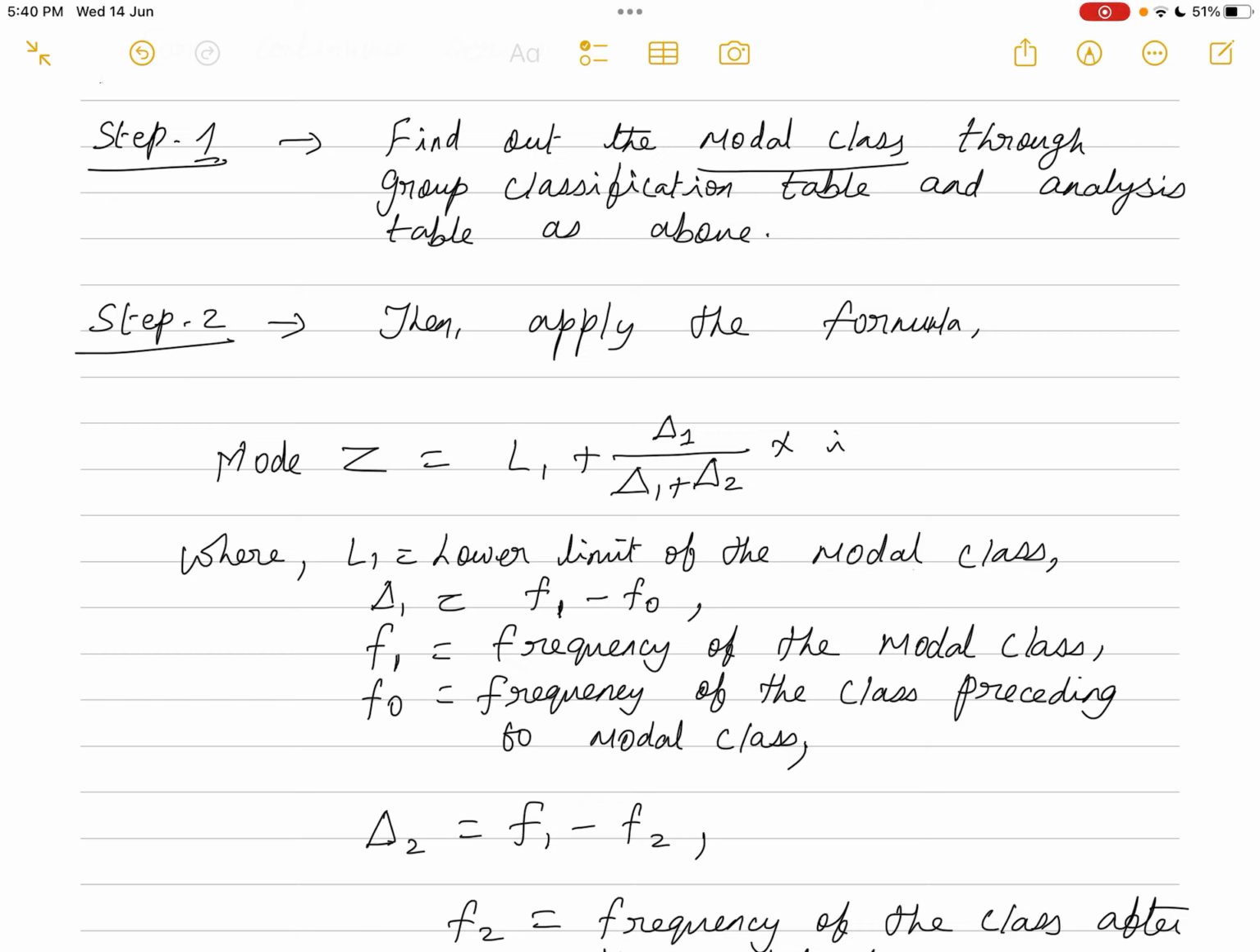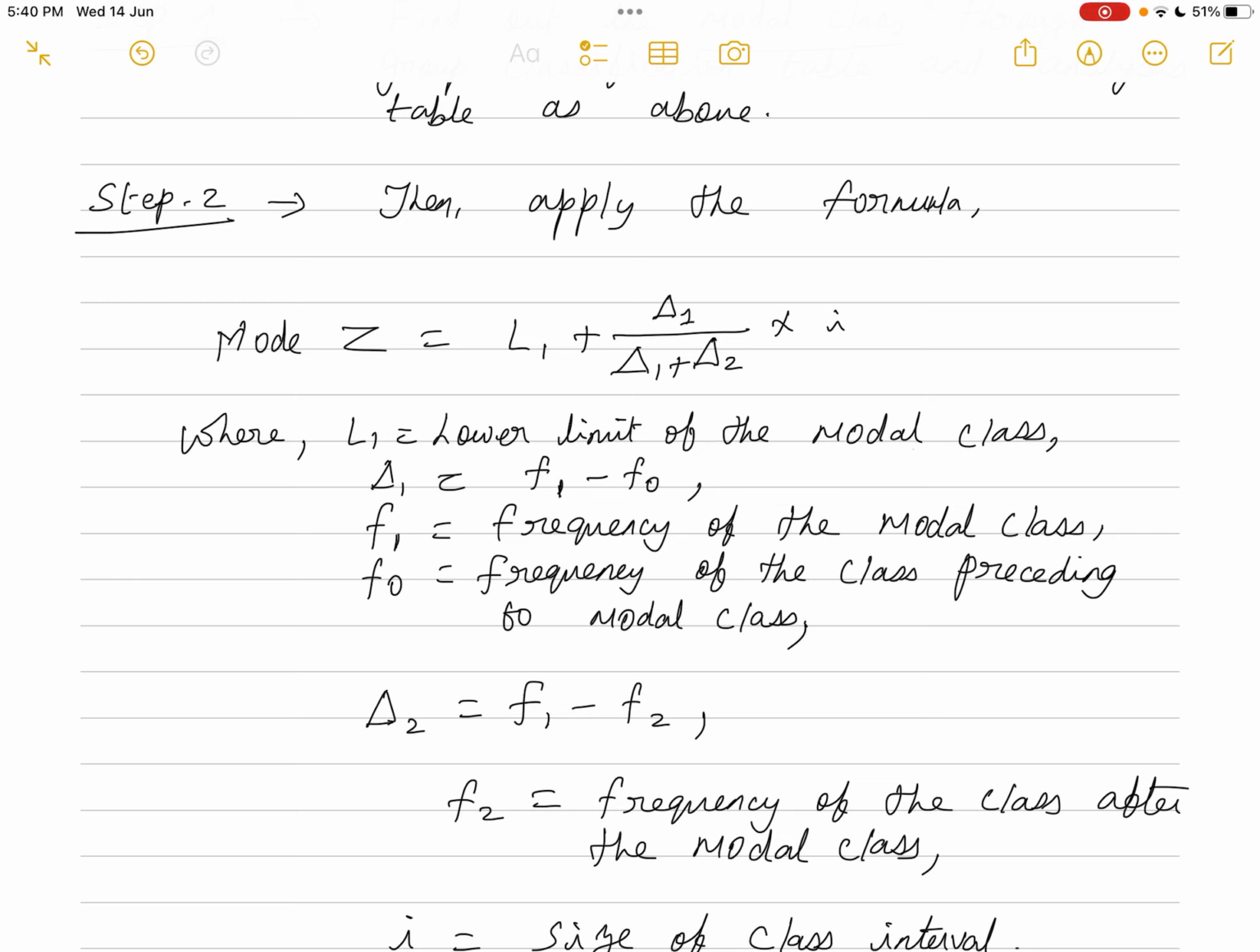And then delta 2 will be F1 minus F2. F1 we already know, and F2 will be the frequency of the class after the modal class, that is 70 to 80. So whatever the frequency you get for 70 to 80, that will be F2, and F1 minus F2 will be delta 2, and i will be the size of the class interval.